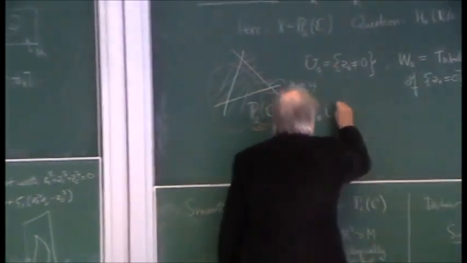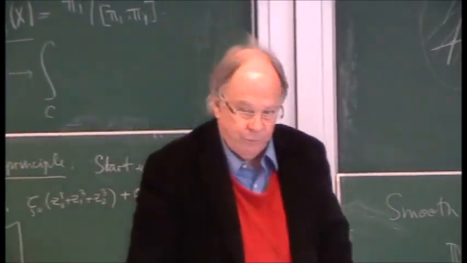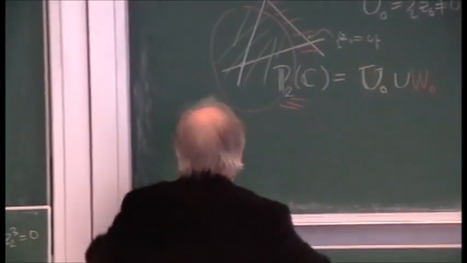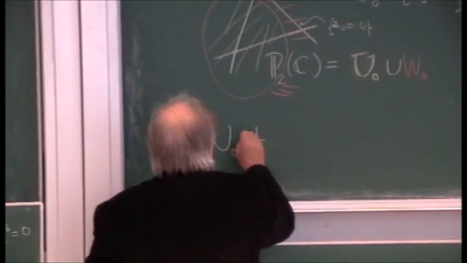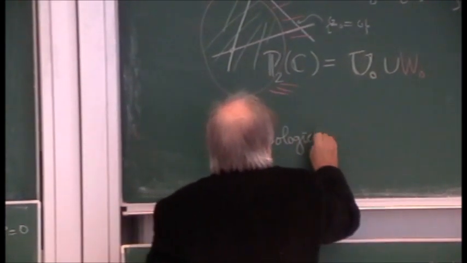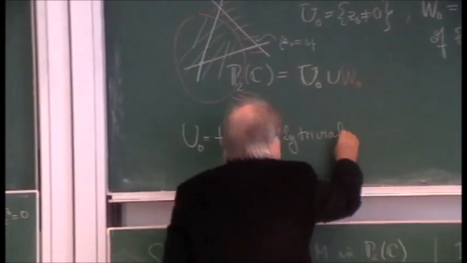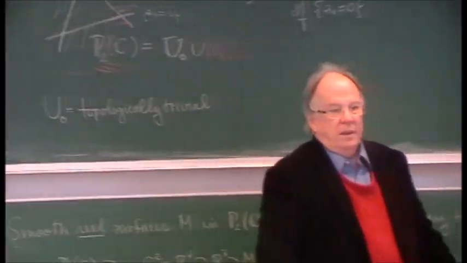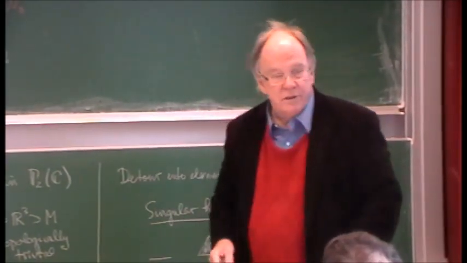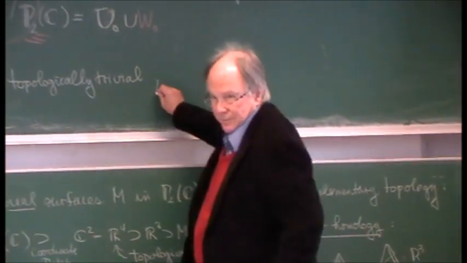So let's look at this thing. This thing is topologically trivial. It's topologically completely trivial. It's a cell. So all these things vanish. You can retract it to a point. Retraction doesn't change the homology. That's part of the theory. This is topologically trivial. Okay.